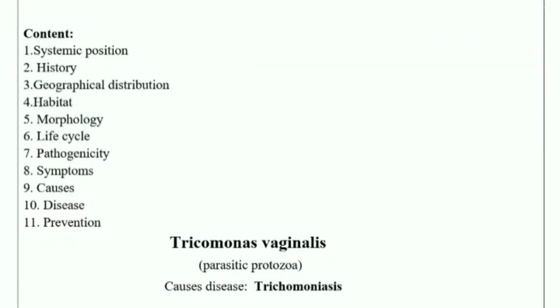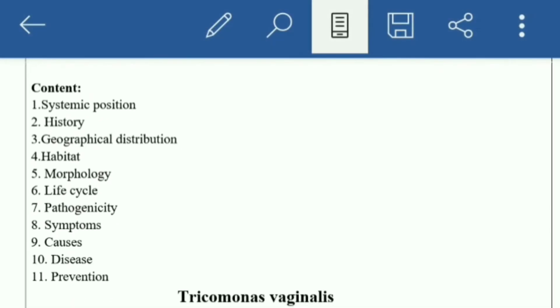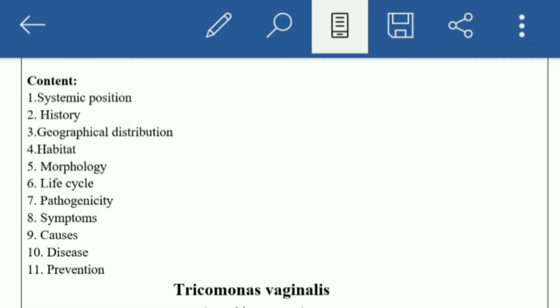Today in this video we will discuss a topic from infectious diseases, that is Trichomonas vaginalis. Here is the content that I am going to discuss. First, systematic position; second, history; third, geographical distribution; fourth, habitat; fifth, morphology; sixth, life cycle; seventh, pathogenicity; eighth, symptoms; ninth, causes; tenth, diseases; and eleventh, prevention. In this video I will cover up to morphology. In the next video I will cover the rest of the content. So now let's start without any delay.